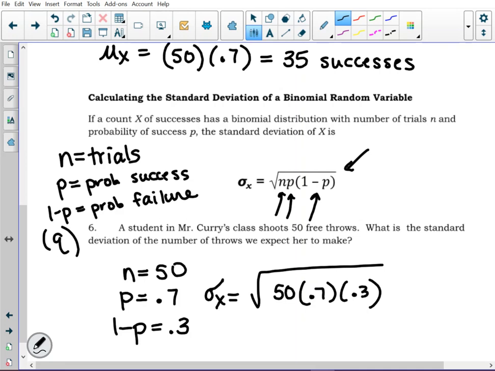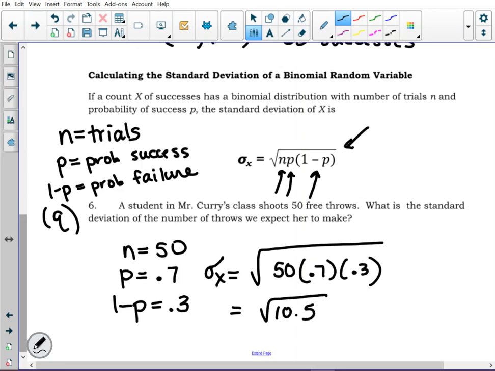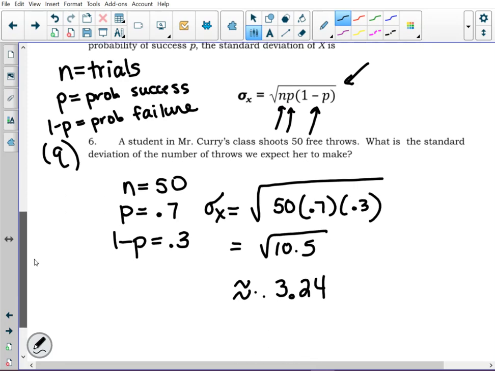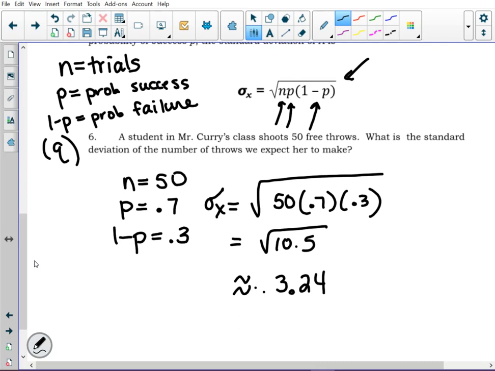You're going to multiply three things together and then take the root of it. So 50 times 0.7 times 0.3, square root of that. So I think that's actually 10.5 underneath. So it's the square root of 10.5, which is about 3.24. So we would say, we're going to expect her to make about 35 plus or minus 3.